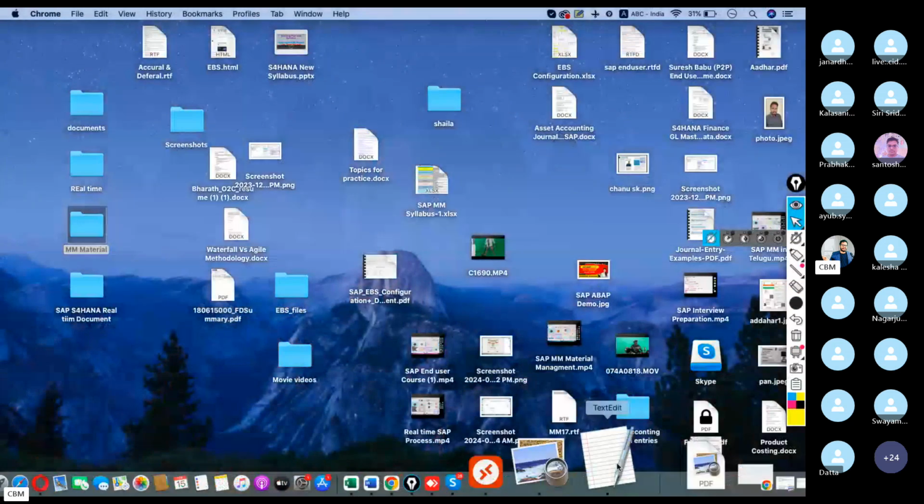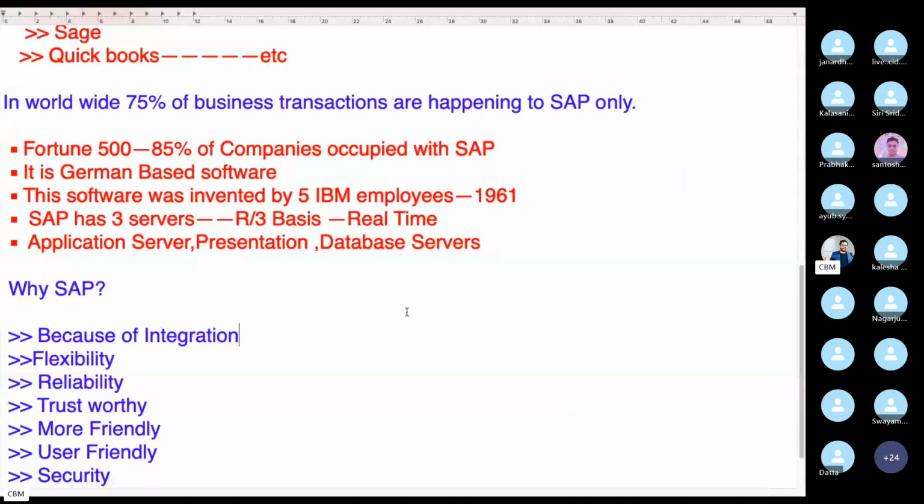Even SAP performs customization. In some cases the client requirement may not suit the SAP software, so we need to connect with technical people and they will fulfill the requirement. That is called customization.